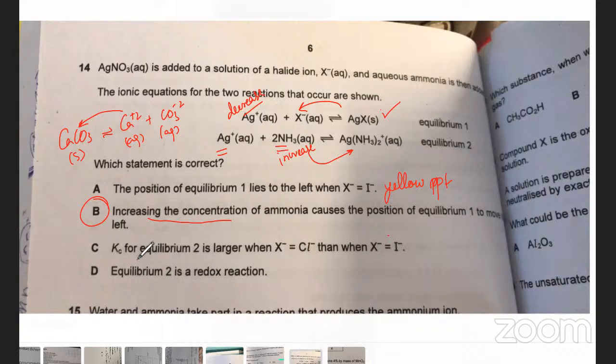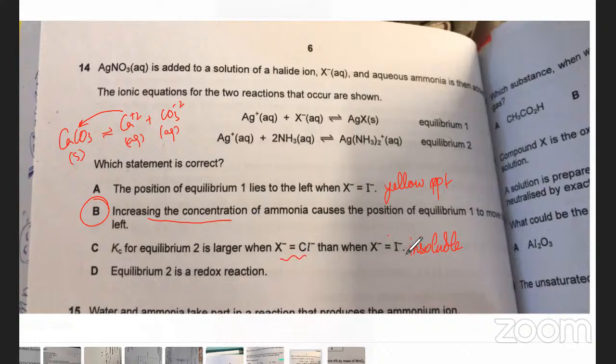What about C? You got Kc for equilibrium 2 is larger when X is Cl minus 1 than when X is I minus 1. So whose precipitate dissolves? Cl or I? No, I is insoluble. So I'm going to explain why C is wrong. The precipitate of I minus 1 is insoluble. Cl minus 1 precipitate AgCl dissolves, right? So equilibrium number 2 is larger.